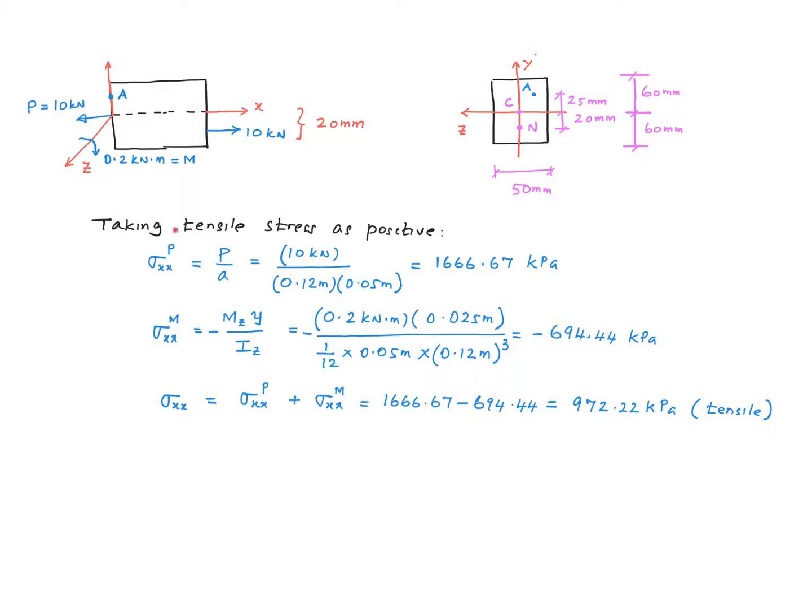Both of these are normal stresses acting on the x-plane in the x direction, and therefore combining them simply means adding them algebraically. So we get a value of 972.22 kilopascal. And it's a positive quantity, and therefore it is a tensile stress. So here's a differential element drawn around point A with that stress shown. So the combination of the axial force and the bending moment simply produces a tensile normal stress on the x-plane.